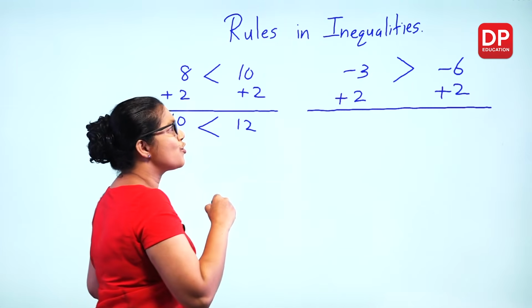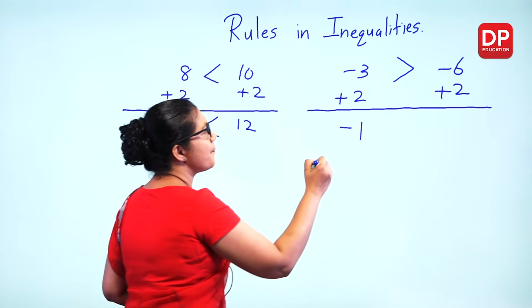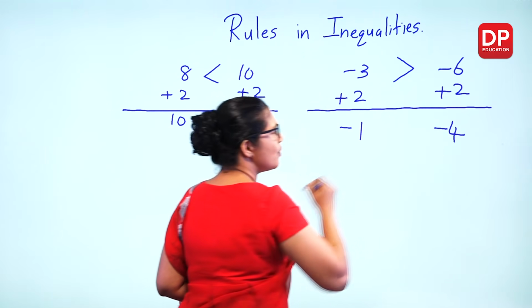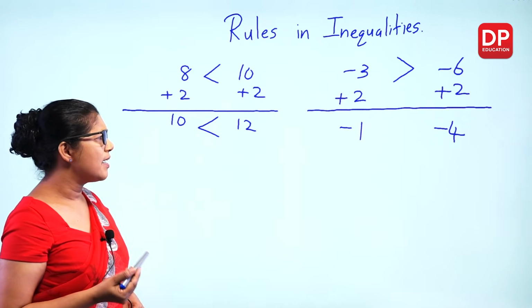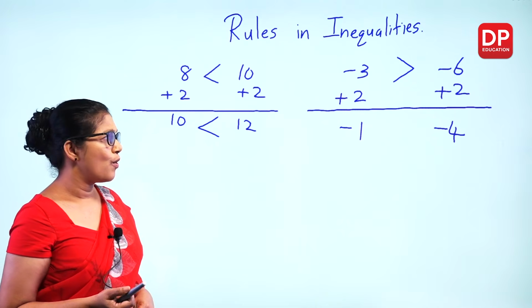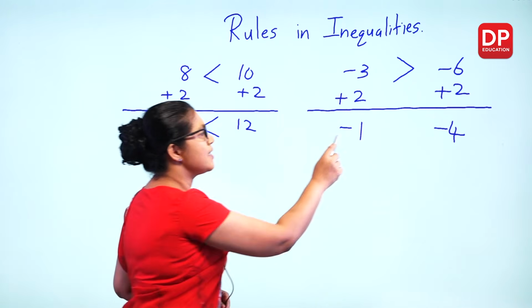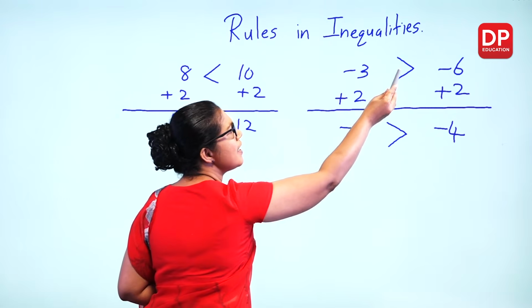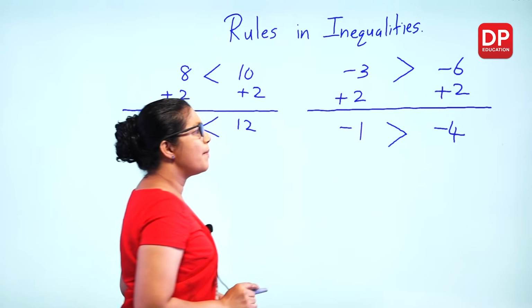Minus 3 plus 2 is minus 1. Minus 6 plus 2 is minus 4. Now tell me what is bigger. Is it minus 1 or minus 4? We know that minus 1 is bigger. So we can use this symbol. So here we get the same symbol.